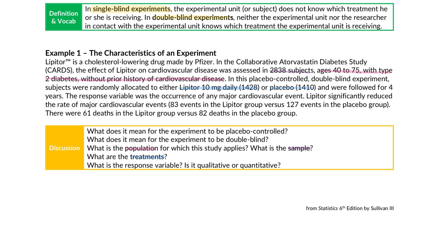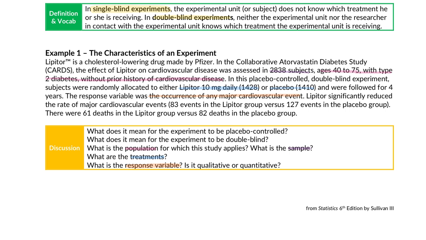The next thing we're going to look at is the response variable. This is like asking, what are we trying to study here? It does actually say it in this group, but what are we studying here? Yeah, the occurrence of any major cardiovascular event. That's what we're looking at to see if Lipitor had any sort of effect on.